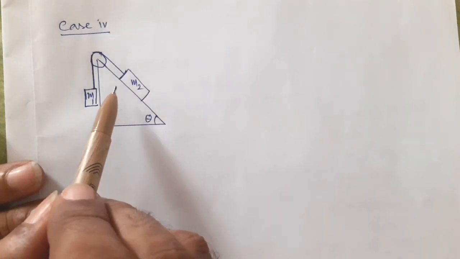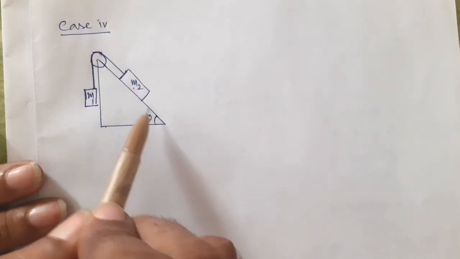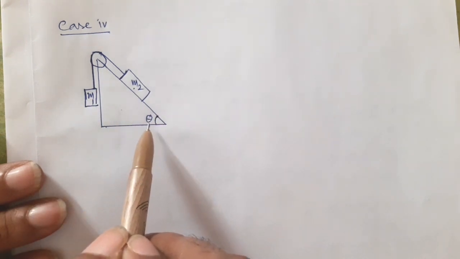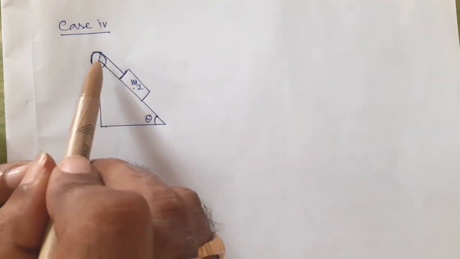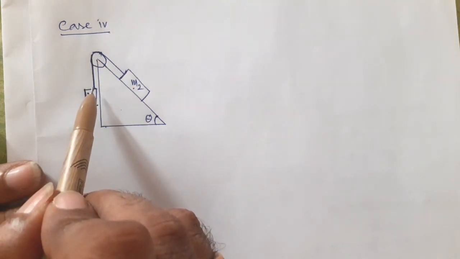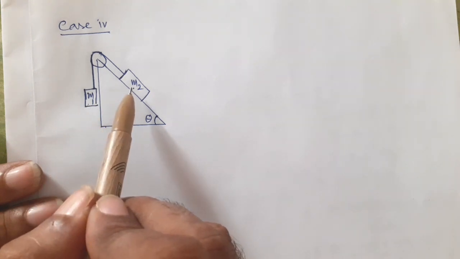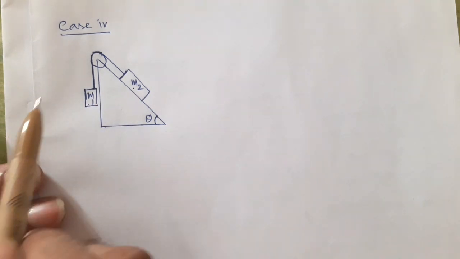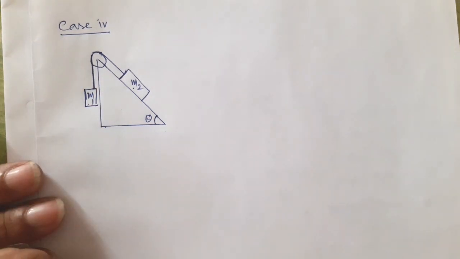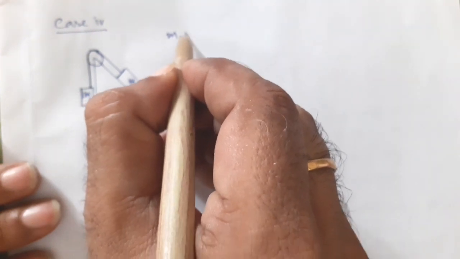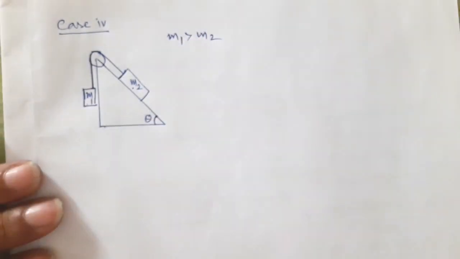Case 4. The body is on the inclined plane, and the inclined plane is at an angle theta. The two bodies are now connected by an inextensible string. The masses are m1 and m2. The mass of the string is negligible. Now in this case I consider that the mass m1 is greater than m2.